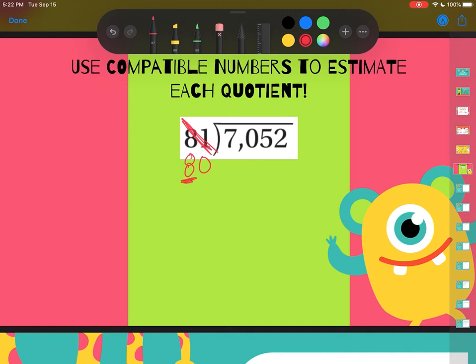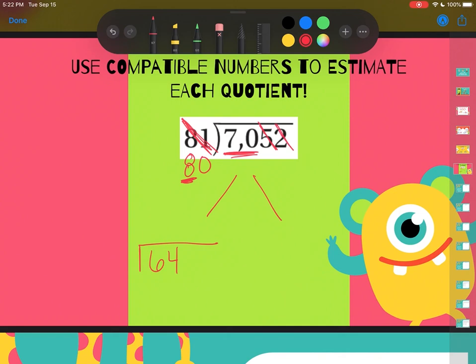And now I'm going to pay attention to that 8 for my compatible numbers, right? So now 8 couldn't go into 7, but it could go into 70. So now I'm going to think about my multiples of 8 that are directly below 70 and directly above 70. So my multiple of 8 that would be right below 70 would be 64, because 8 times 8 is 64.